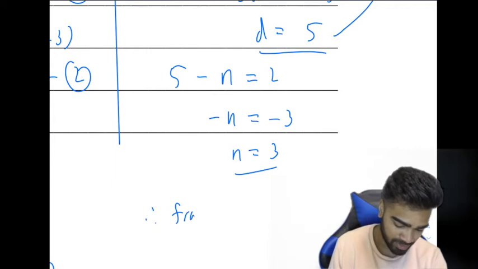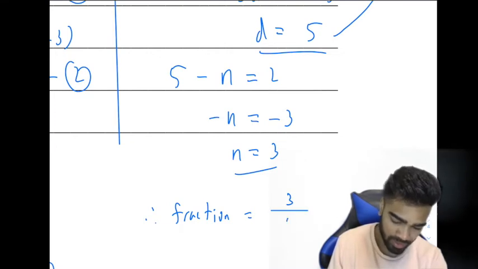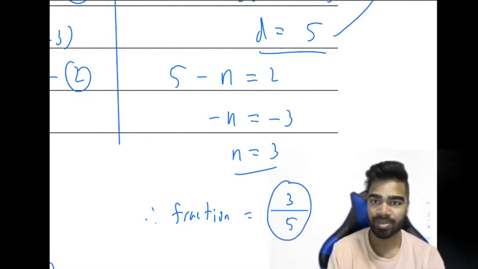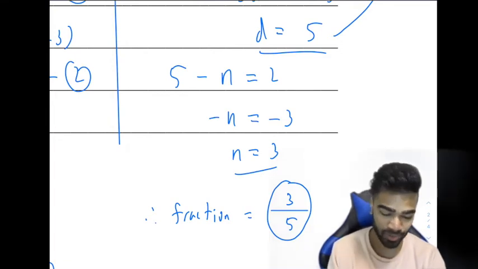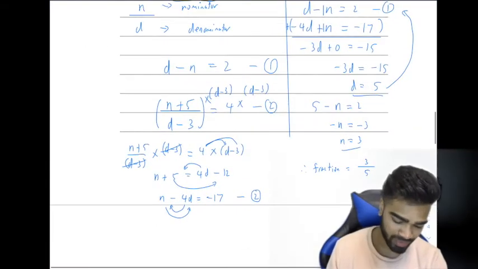You can say, therefore, the fraction is the numerator, which is 3, over the denominator, which is 5. So the fraction is actually 3 over 5. Make sure you read the question carefully. You can do all that work and not get any marks if you mess up just the last part. Okay, let's keep going, guys.